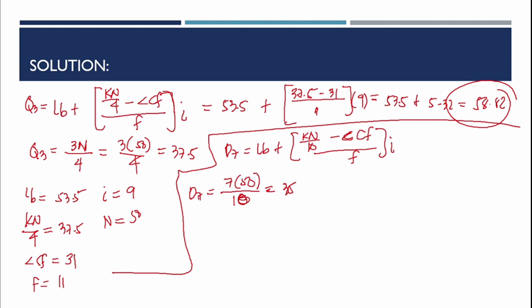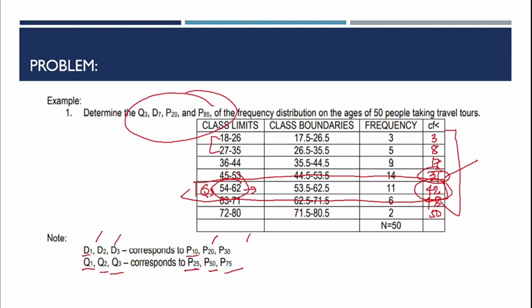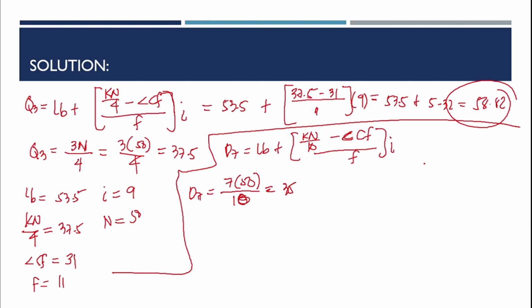We are going to locate 35. Since this is 31, we use 42 again. So this is our D7 class, same as the Q3 class. Q3 and D7 are in the same class. Since this is 35, we cater 42, not 31. Next we find the LB. The LB, the same as before, is 53.5.